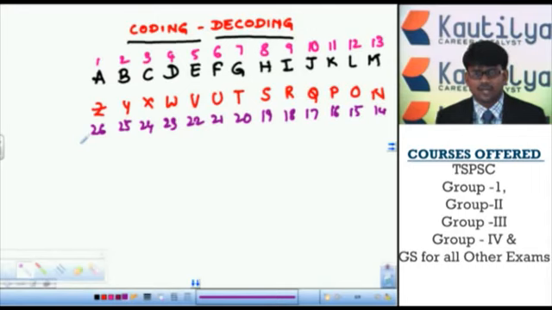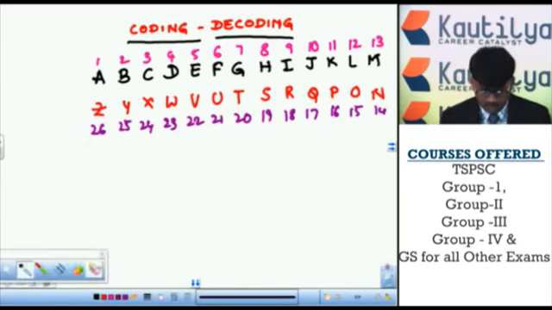For example, if you take the reverse alphabet position, Z is in the 1st position and A is in the 26th position. Clearly we have to know here: A is the 26th position in the reverse alphabet, Z is in the 1st position in the reverse alphabet. When we take the reverse alphabet, it means we have to take the reverse number.